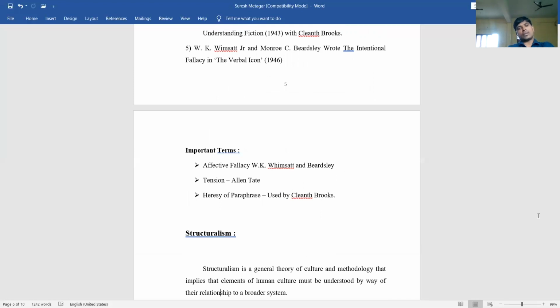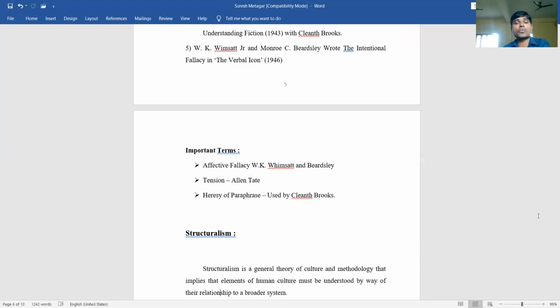Affective fallacy. Wimsatt and Beardsley wrote another essay called Affective Fallacy. As we know, intentional fallacy means it is a mistake to consider the intention of the writer while analyzing a text. Affective fallacy means it is again a mistake to analyze the text on the basis of its psychological effect on the readers.